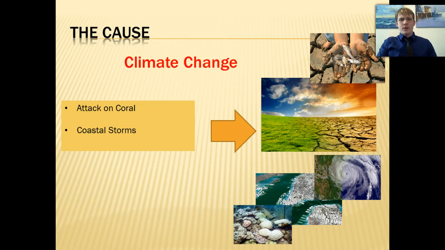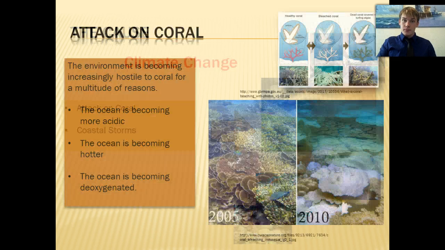Both of our problems in this presentation are caused by climate change, which is the natural cycle the Earth goes through as it warms and cools. This wouldn't be a problem except for the fact that humans have accelerated this process by polluting the air with greenhouse gases. This accelerates the rate at which climate change happens and has led to both of our problems, the attack on coral and coastal storms.